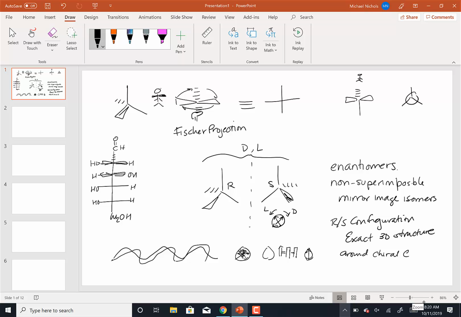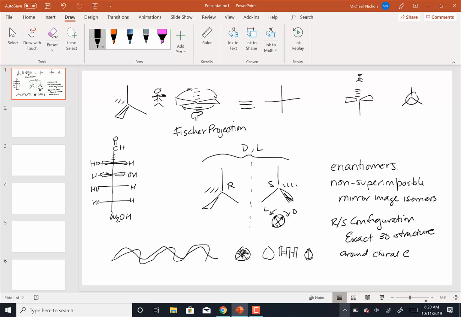And when you have a 50-50 mixture of a D and an L, well, if one rotates this way and the other one rotates this way, they cancel each other out. That acid was what they called racemic acid. And so that's where the racemic mixture comes from, if it's a 50-50 mixture of the D and the L. So we'll go into more detail about that next week.